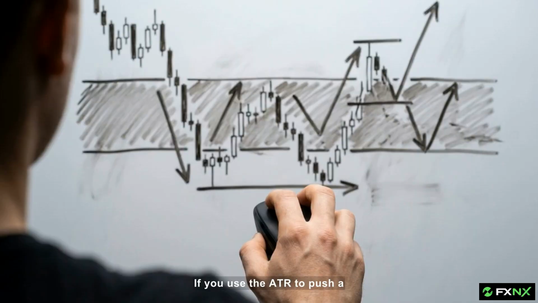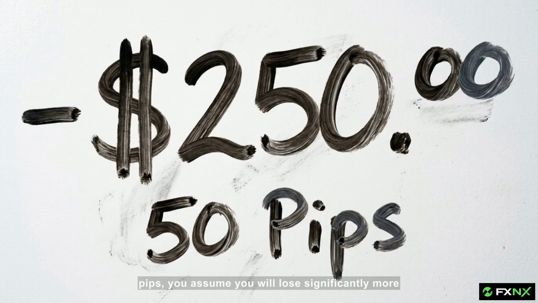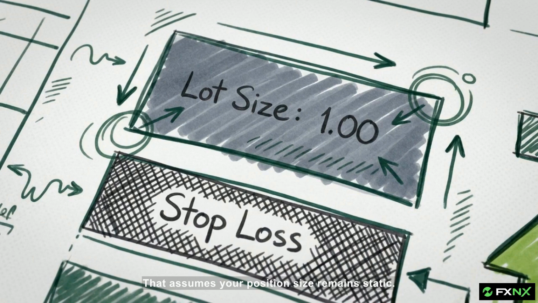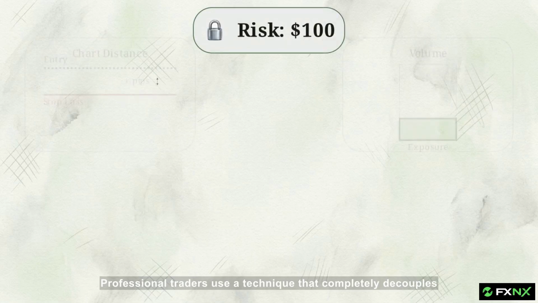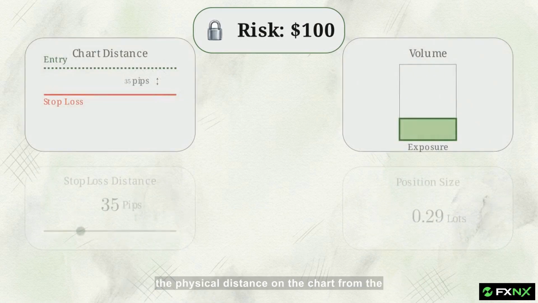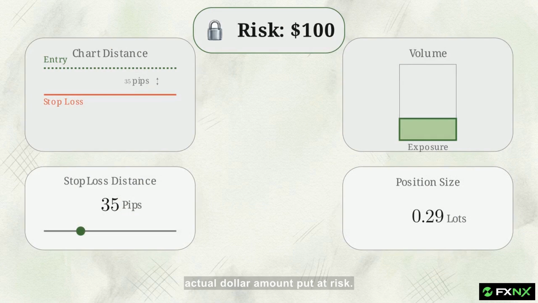If you use the ATR to push a stop loss from 20 pips out to 50 pips, you assume you will lose significantly more money. That assumes your position size remains static. Professional traders use a technique that completely decouples the physical distance on the chart from the actual dollar amount put at risk. This scale balances the formula.